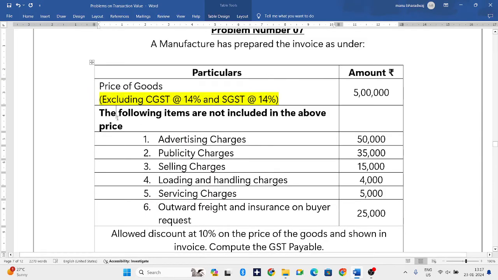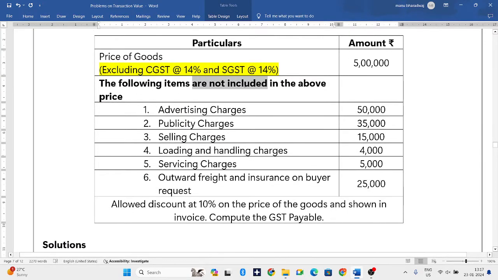Next. The following items are not included, means some of the items they have given in the question and those items are not included in the above price. So first one is advertising charges, publicity charges, selling charges, loading and handling charges, servicing charges, outward freight and insurance, and discount allowed at 10%. So with all this information, we have to calculate the transaction value first and then the amount of GST payable.